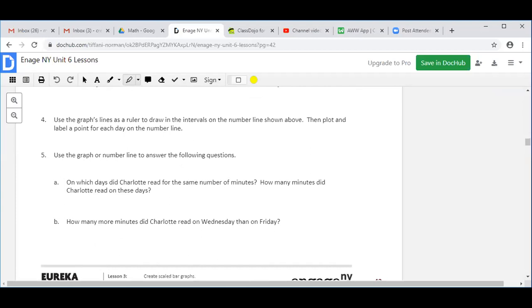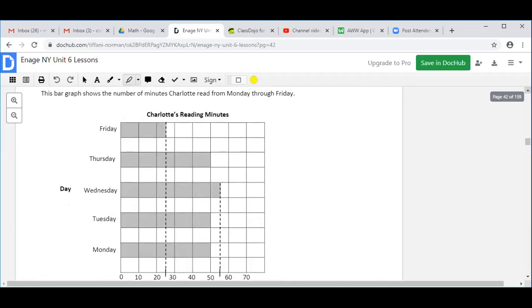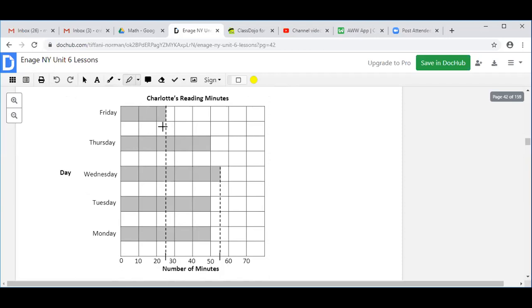Now we're going to look at how many more minutes did Charlotte read on Wednesday than Friday. So Wednesday, she read 55 minutes because it was at the halfway mark between the 50 and the 60. So that is the reason why on Wednesday it's 55. Now on Friday, she read 25 minutes. So I have to subtract 25 from 55. Going to give you some think time to subtract 25 from 55. If you said 30, you are correct.